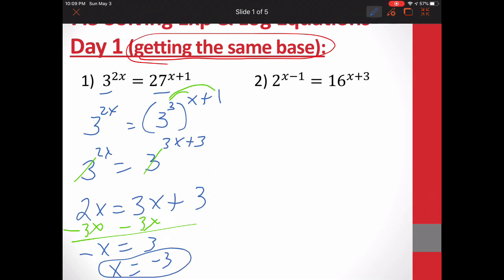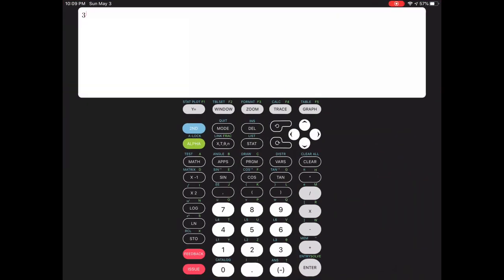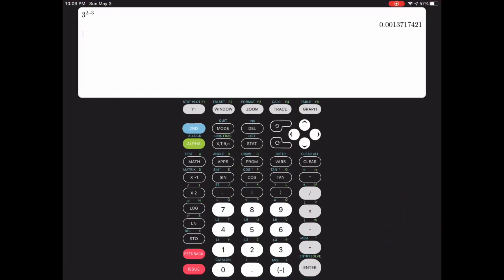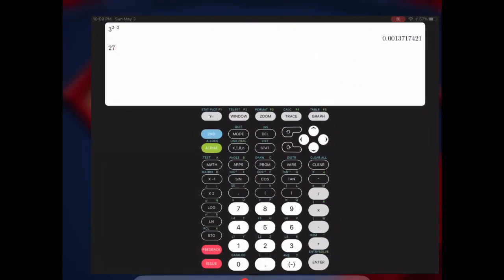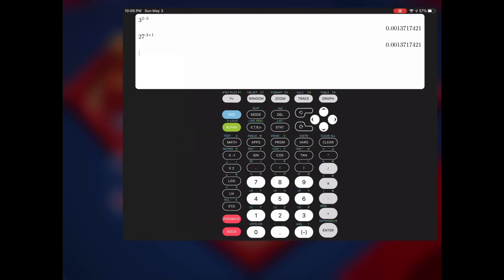To check this, if you wanted to make sure you did it right, you put negative 3 into the x's and put them in the calculator and see if they're right. So let's do that. 3 to the, and 2 times negative 3. Oh, I'm sorry, I forgot what the answer was. Okay. And then 27 to the x plus 1, negative 3 plus 1. You see that the decimals are the same, so you know you got that right.